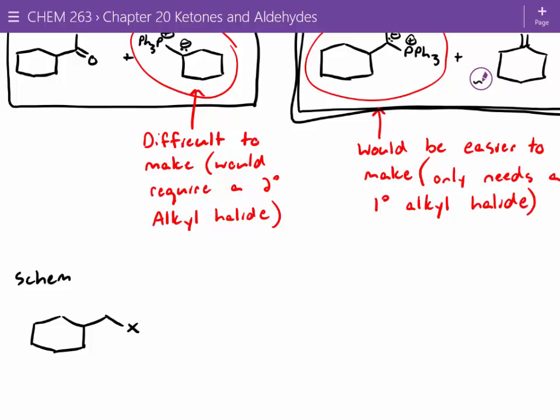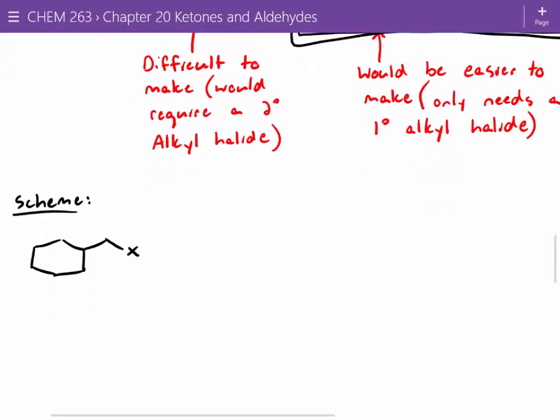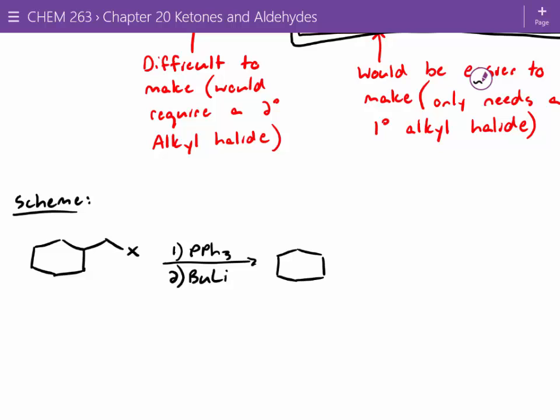So I'll call this our scheme. So we've got our primary alkyl halide. What's our first reagent that we add, if we're going to make our ylide? Yeah, we've got to add in our triphenylphosphine. So that's our PPh3. And then what's the next step in order to get to our ylide? Butyl lithium. Yeah, I said it back. So we'll call that BuLi. And now that we've done that, we can create our ylide.